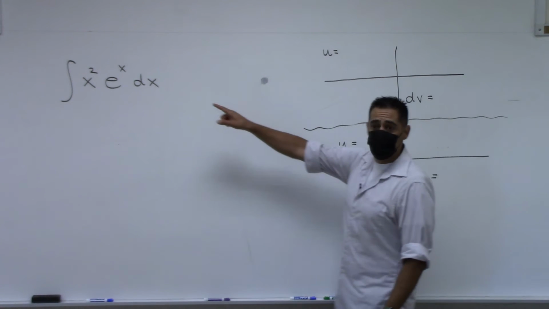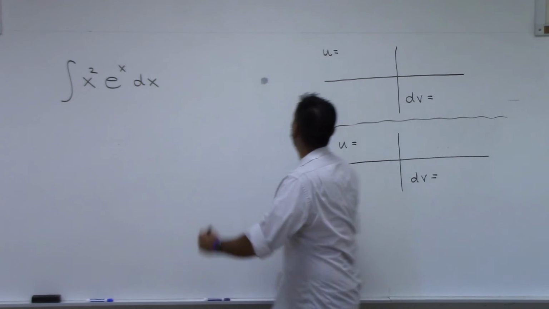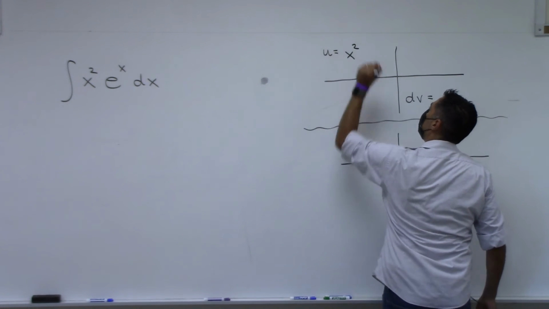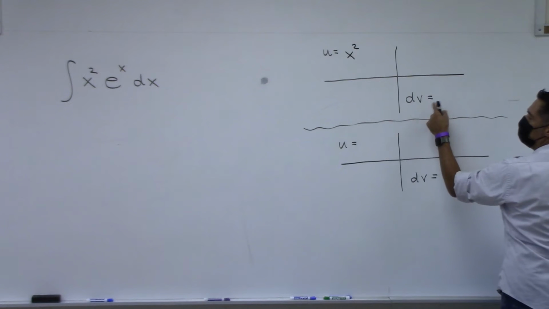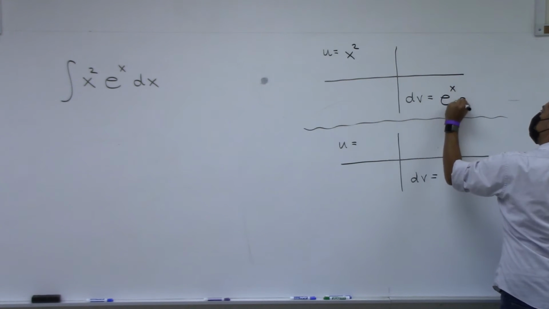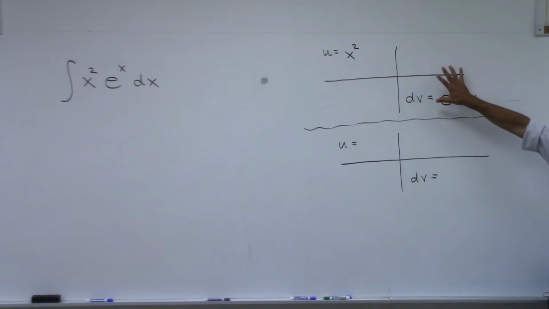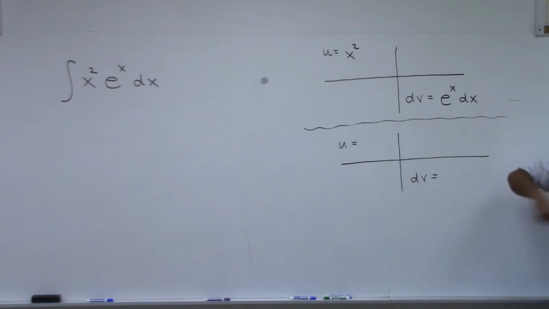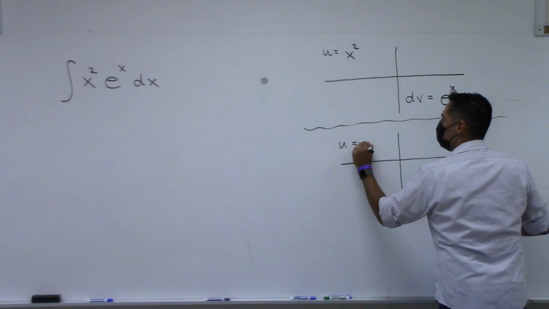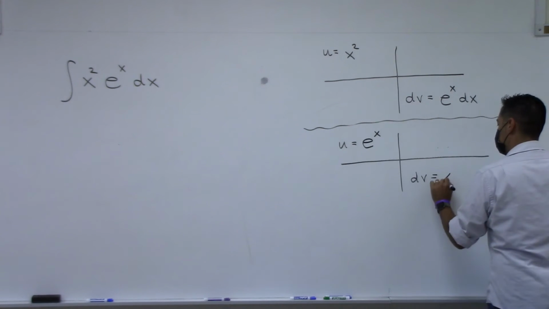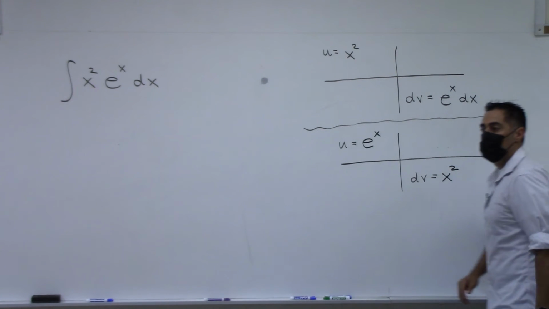So we could let u be x squared, and that would go here. And then that would force the dv to be e to the x dx. That's option one. Option two would be to do it the other way around, where we let the e to the x be here and the x squared here.